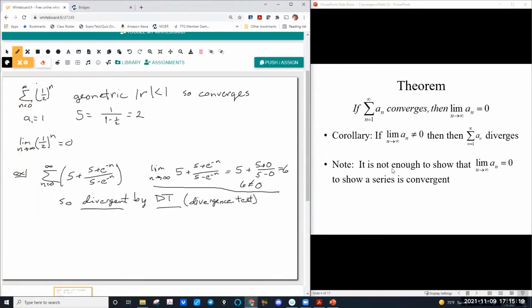Now here, this is very important. It is not enough to show that the sequence goes to zero to show a series is convergent.